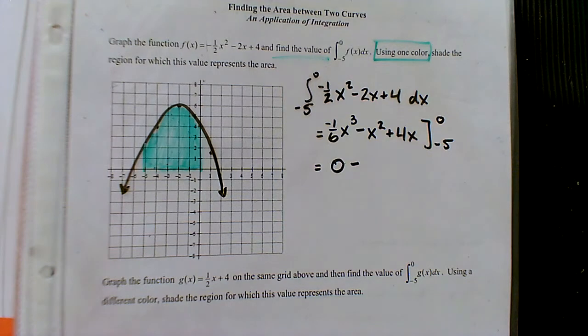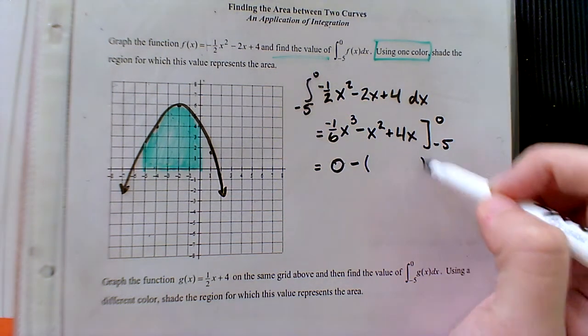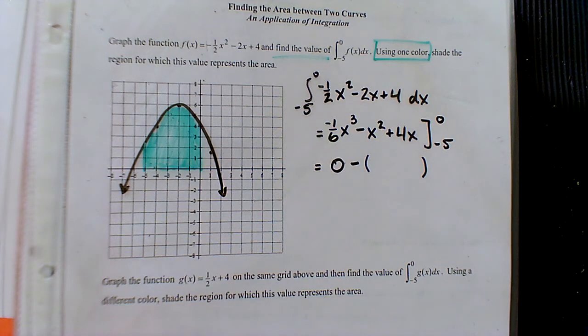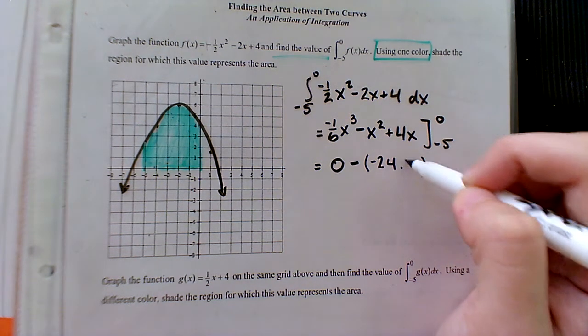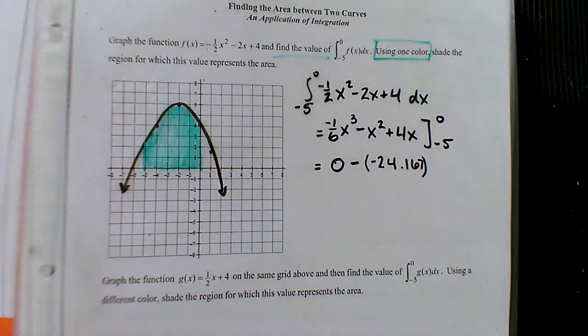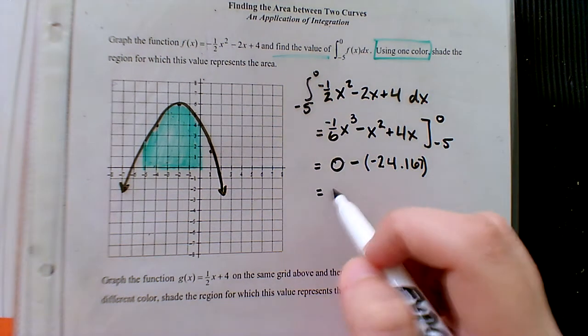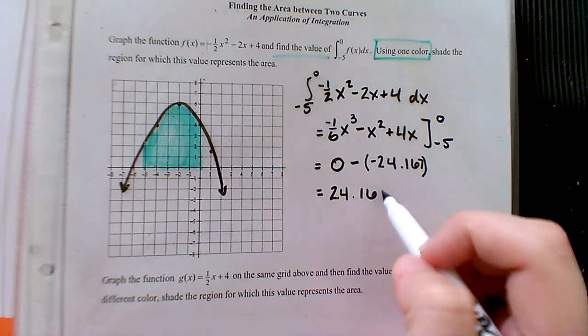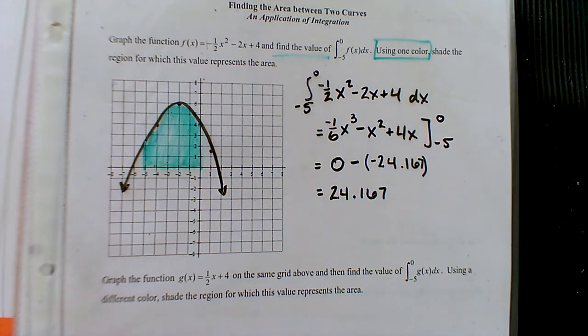What did we get if we plugged in negative 5? Did we find it? Negative 24.167, there we go. All right, so top bound was 0, bottom bound negative 24.167. We are subtracting that bottom bound, so notice how it would change to a positive value. I hope that makes sense, because isn't the area above the curve, or not, above the x-axis?